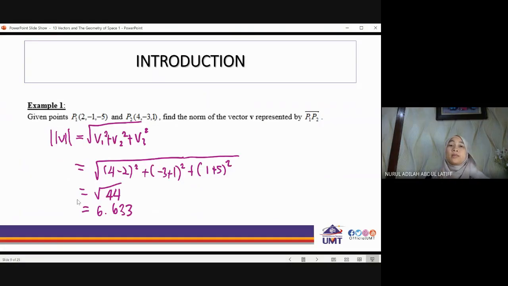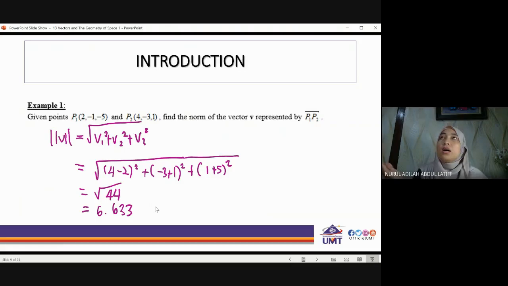Okay, so this is example 1. Given points P1 (2, -1, -5) and P2 (4, -3, 1), find the norm of the vector V represented by P1P2. So how do we do this, student? Just find the magnitude or length of the vector, which is the square root of V1 squared plus V2 squared plus V3 squared. So remember, 4 minus 2 squared plus negative 3 plus 1 squared plus 1 minus negative 5 squared. You'll get the square root of 44, which is equal to 6.63.